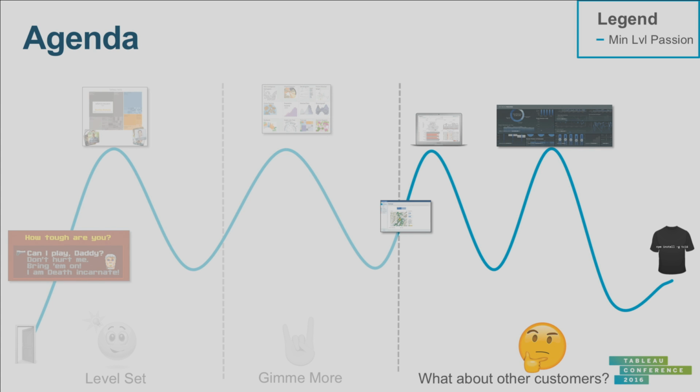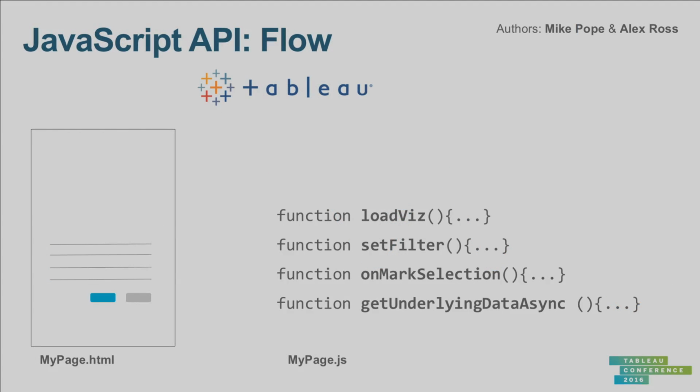So we want to make sure that we cover that part. So we give you many different examples of how other customers are using the JavaScript API. Cool, so let's get started. What is the JavaScript API? Really basic. It's basically a library of different functions, and the most basic one is loading a viz into a web page.